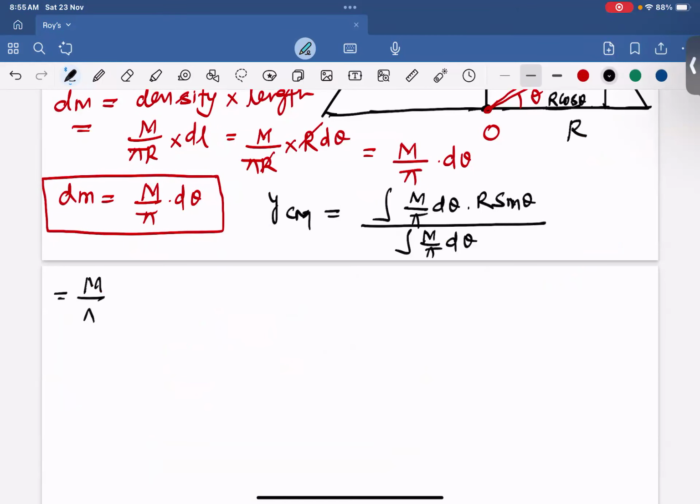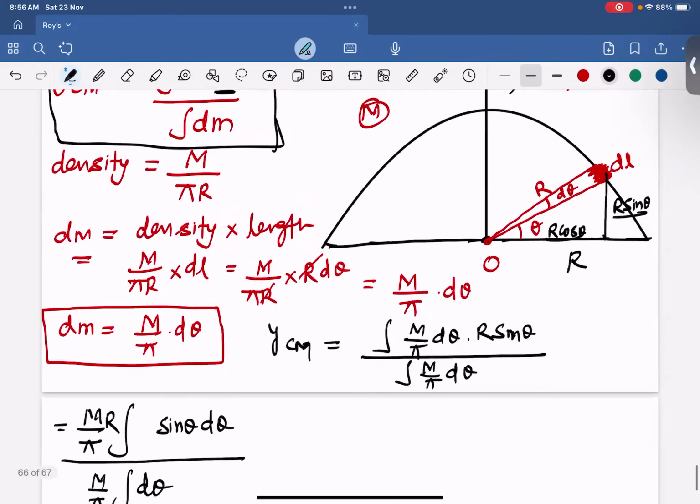So it becomes m by pi integration of r sine theta. R is also outside, so I take R out. This becomes sine theta d theta, divided by, here also m by pi I am taking out. So it becomes d theta.